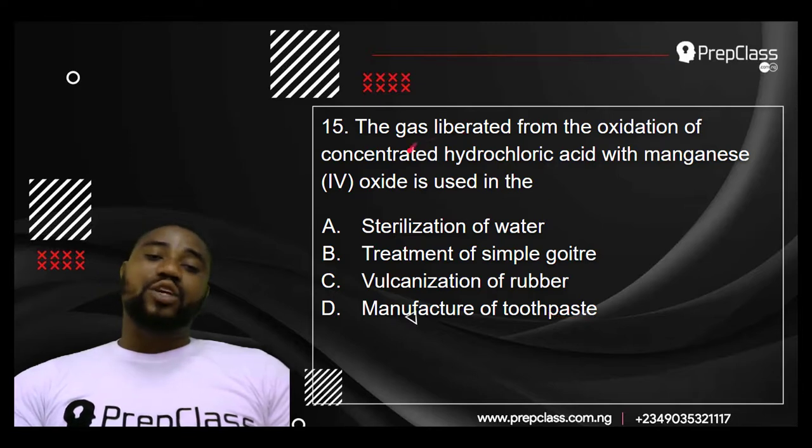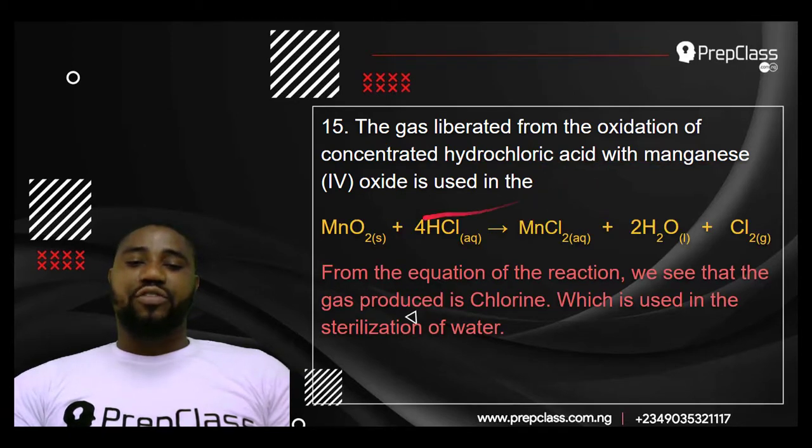Now, you have to write an equation, or think about what will happen when concentrated HCl reacts with manganese 4 oxide. Look at the equation of reaction here. So manganese 4 oxide oxidizes concentrated HCl to chlorine. You can see here MnO2, manganese 4 oxide, plus HCl aqueous to give you MnCl2 plus 2H2O plus Cl2. So when you mix manganese 4 oxide and concentrated HCl, then you heat it, chlorine will be involved. So in this reaction, the gas involved here is chlorine.